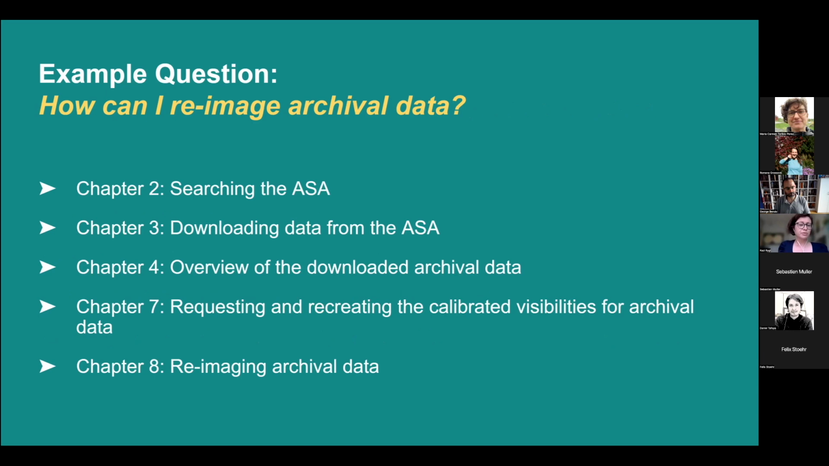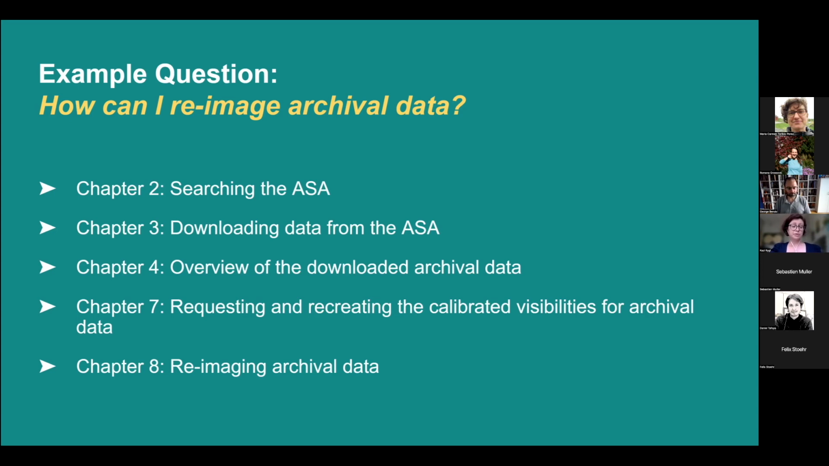Yes, question number 3, how can I re-image my archival data? So this question presumes that either the image available in the ALMA Science Archive was not done with the parameters that are useful for your science, or perhaps that the image is missing for that particular data set. To be able to image the data, you first need to have the calibrated visibilities. And to do that, you would have to start by downloading them.